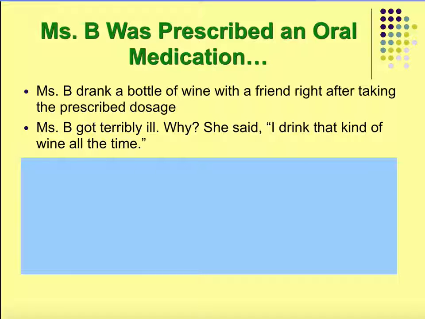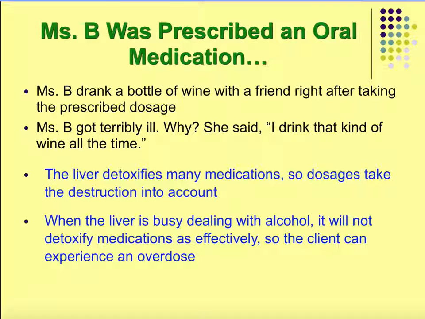So Ms. B was prescribed an oral medication, and Ms. B drank a bottle of wine with a friend right after taking the prescribed dosage. And she got terribly ill. So why? She says, I drink this kind of wine all the time. So what happens is we know that the liver detoxifies medications, and so dosages take that destruction into account. But she also drank wine while taking the medication, and our liver will also process wine. And so when it's busy dealing with the alcohol that came in, it may not detoxify the medication like it normally should. And so the client may experience an overdose. And that's essentially what has happened to Ms. B.